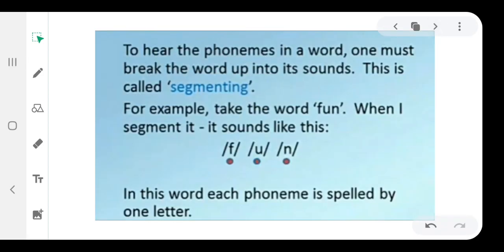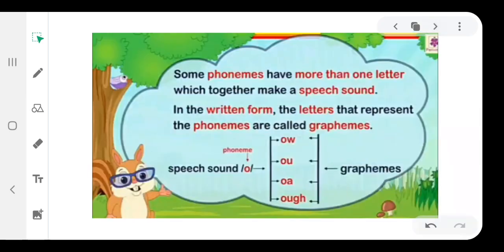To hear the phoneme in a word, one must break the word up into its sounds. This is called segmenting. For example, take the word fun. When I segment it, it sounds like this. In this word, each phoneme is spelled by one letter. Some phonemes have more than one letter, which together make a speech sound. In the written form, the letters that represent the phonemes are called graphemes.